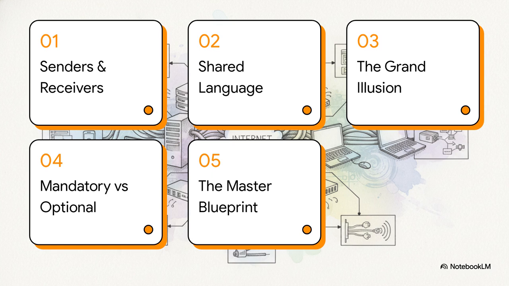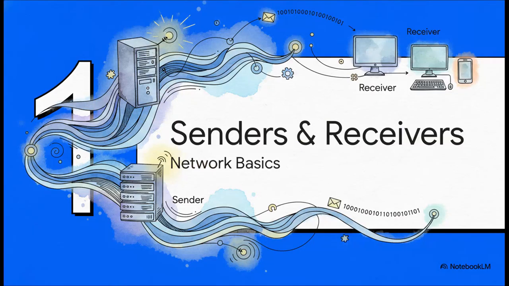Here is our roadmap for today's explainer. First, senders and receivers. Second, speaking the same language. Third, the grand illusion. Fourth, mandatory versus optional functions. And finally, the master blueprint. Section 1, Senders and Receivers.